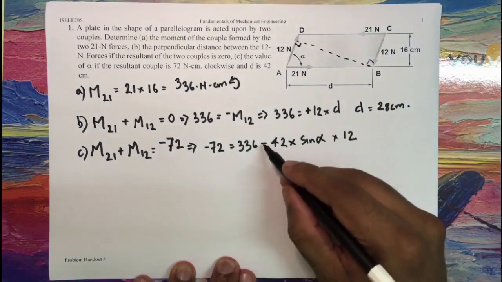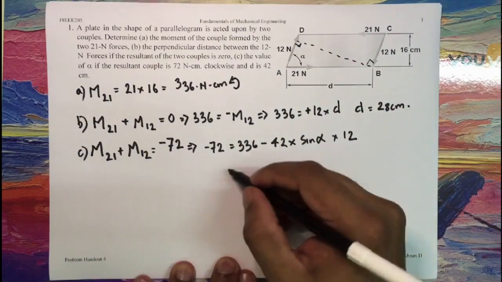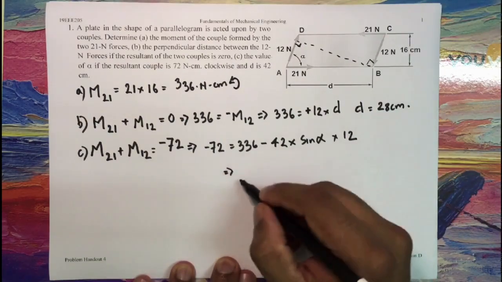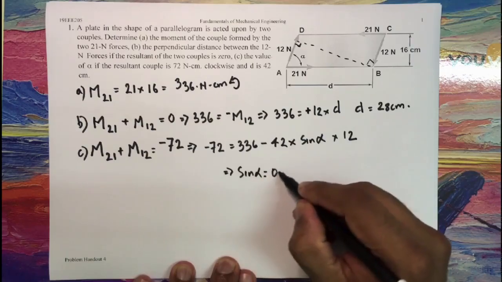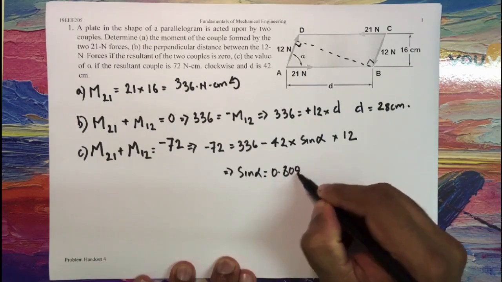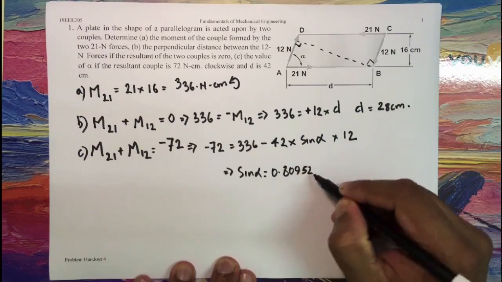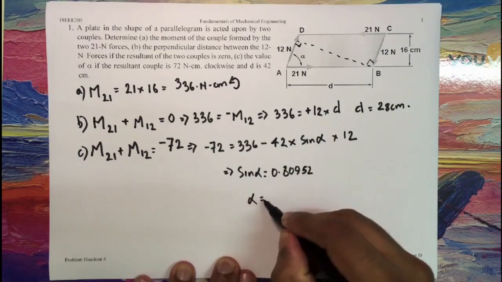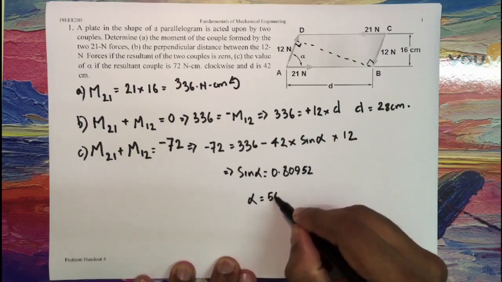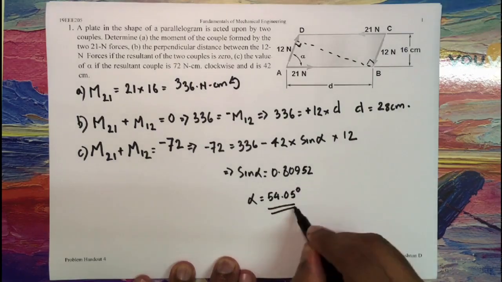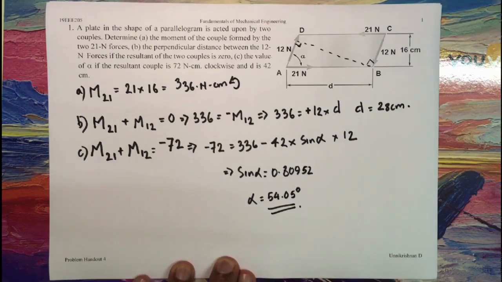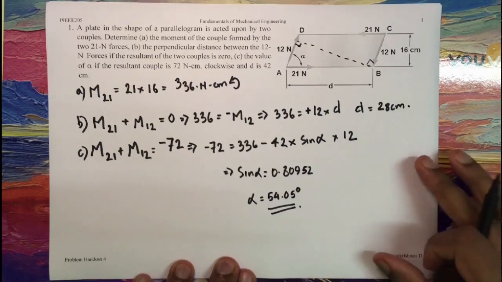So the minus sign comes into picture, which implies I get sine alpha to be 0.80952, and hence alpha is equal to 54.05 degrees. This is my final answer. So I guess you must have understood the concept of moment of a couple.